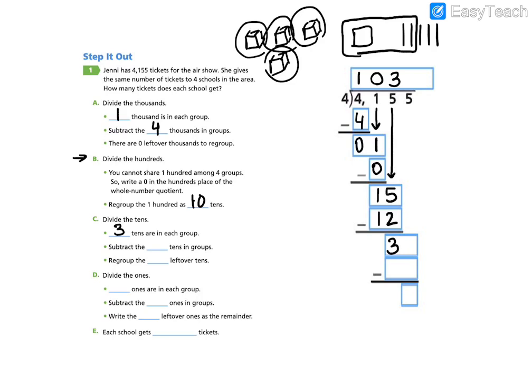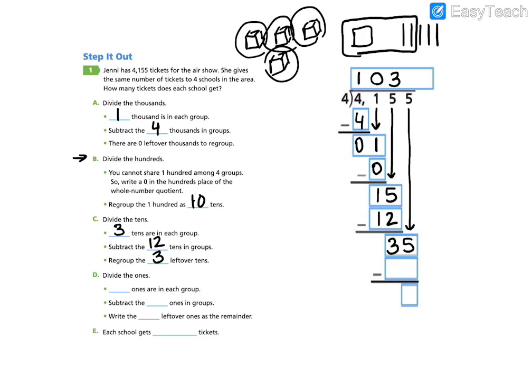So that's subtract the 12 tens in each group. Right, we found that closest multiple. 15 was not a multiple of 4. And then we needed to regroup the 3 leftover tens. Those 3 leftover tens are now equal to 30 ones, but we still have 5 ones in this number. So now we have a total of 35 ones.